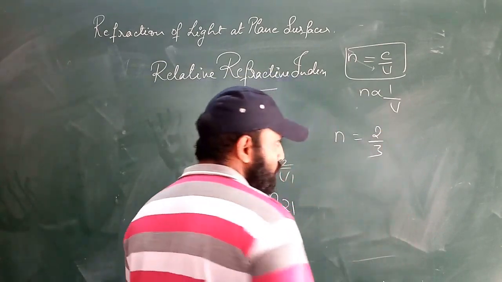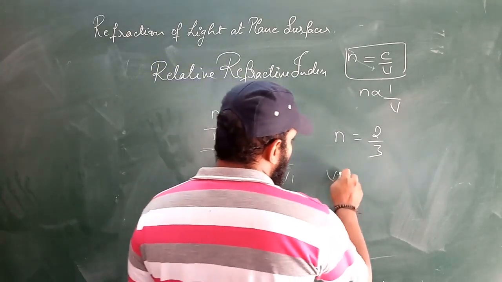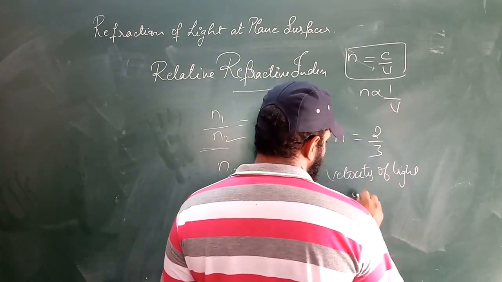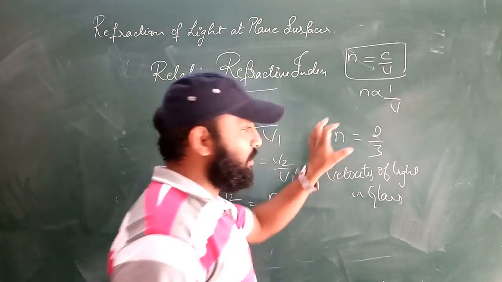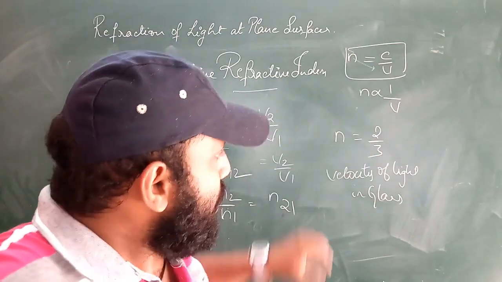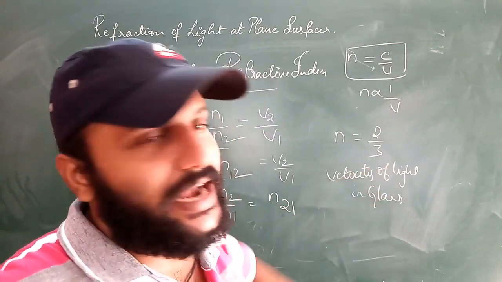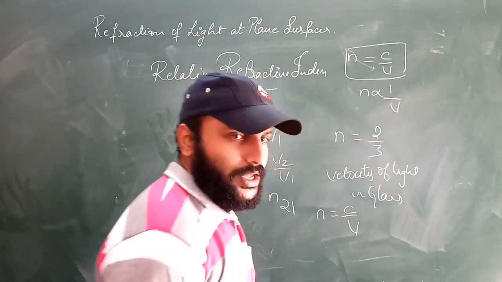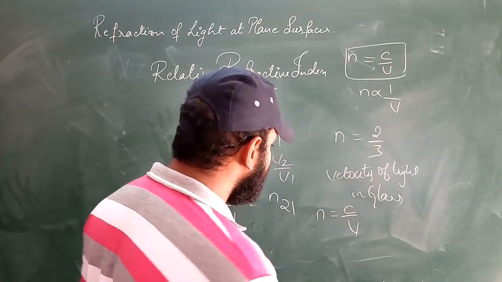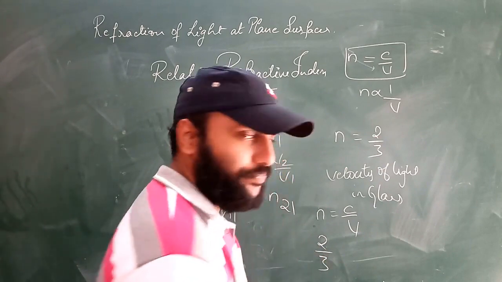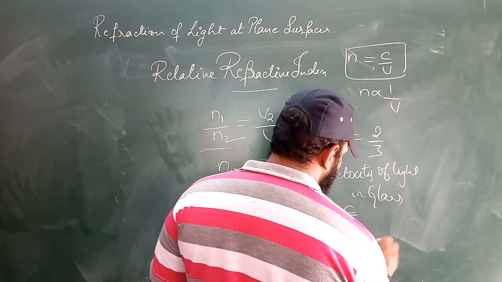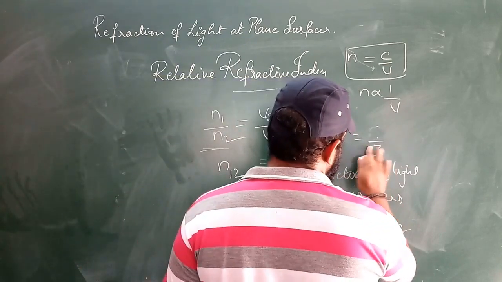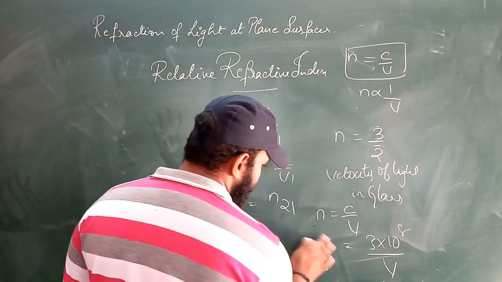If they ask, for example, the refractive index of glass is given as 3 by 2, what is the velocity of light in glass? We already know that N is equal to C by V. They have given the N value as 3 by 2. So 3 by 2 is equal to C value, which is 3 into 10 to the power of 8, by V. You take it as 3 by 2 here, so cancellation will be very easy.